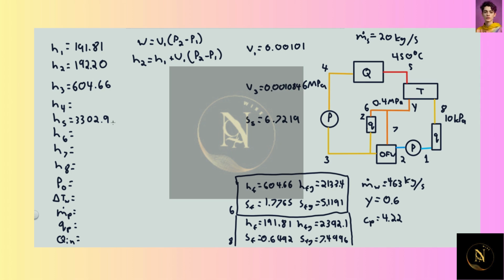H3 to H4 is going to be the same process. We're going through a pump. The only difference is our subscripts are going to change. So this will instead be H4 is equal to H3 plus V3 times P4 minus P3. Same thing here. We have all these numbers. P4 is the 6 megapascals. P3 is the 0.4 megapascals. So we can get our H4, which is 610.73.